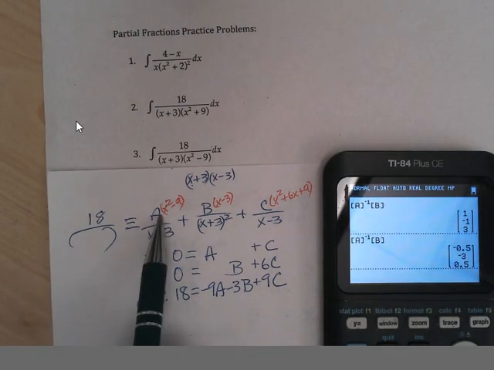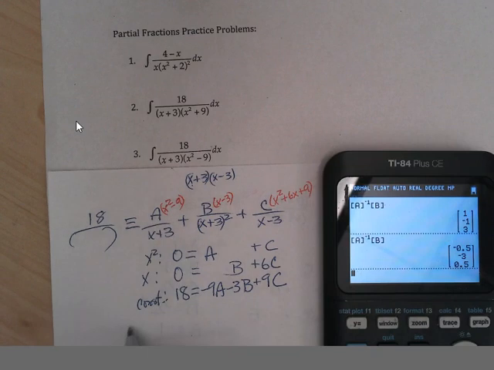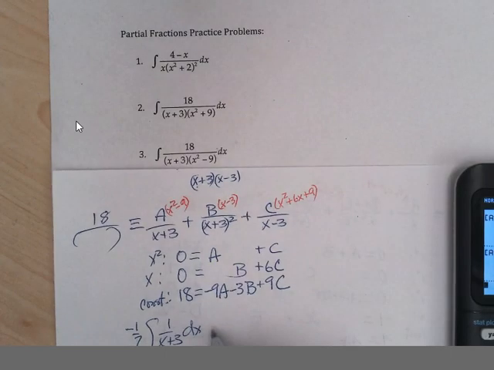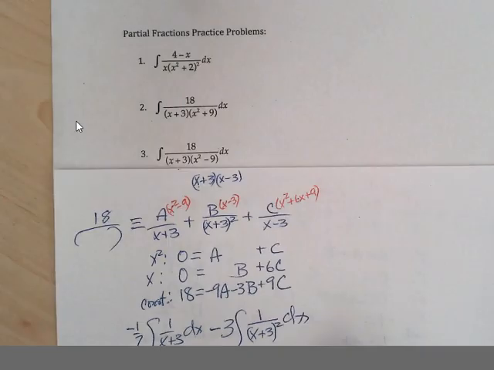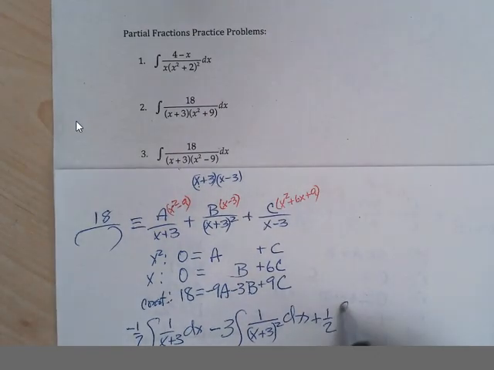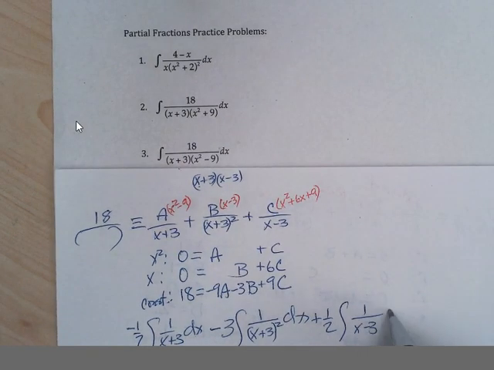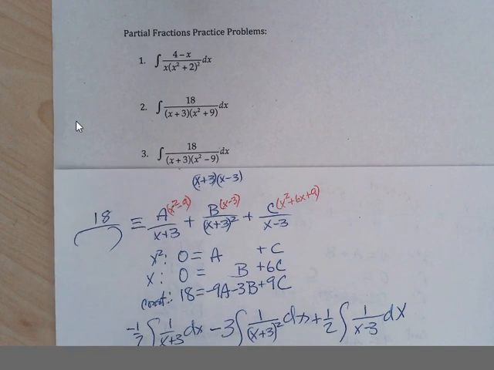So A is 1/2, negative 1/2, so I got negative 1/2 the antiderivative of 1 over x plus 3. B is negative 3, so I got minus 3 integral of 1 over x plus 3 squared dx. And C was 1/2, so plus 1/2 integral of 1 over x minus 3 dx. Got 1/2 ln x plus 3, minus 3.